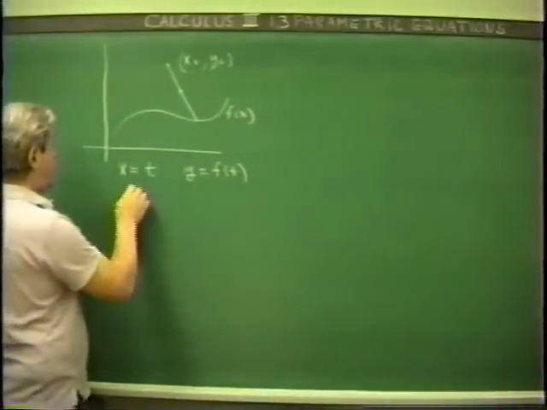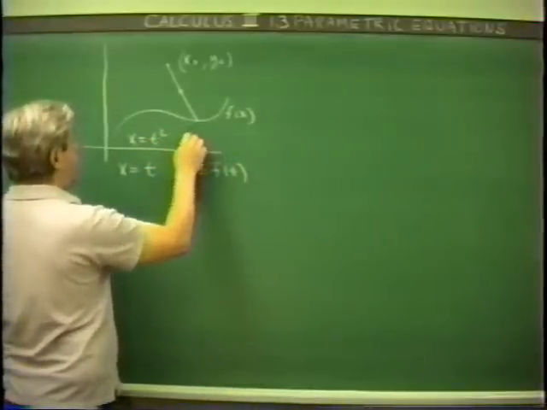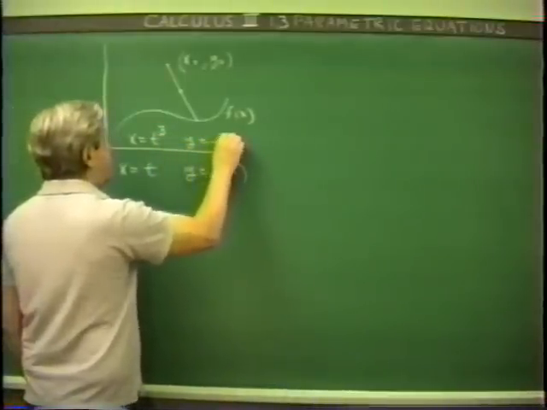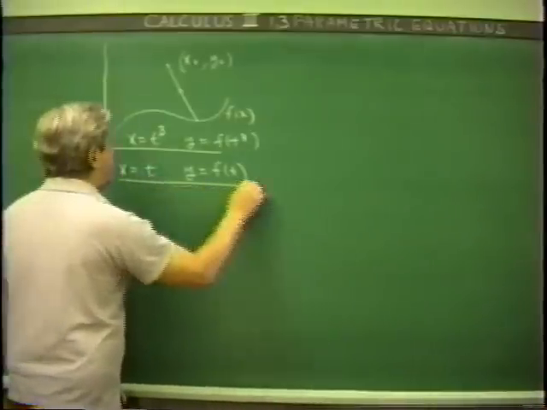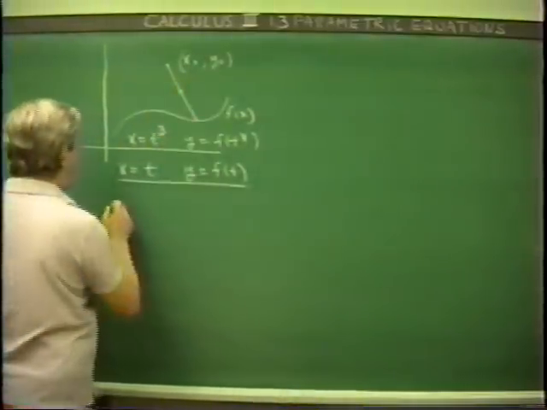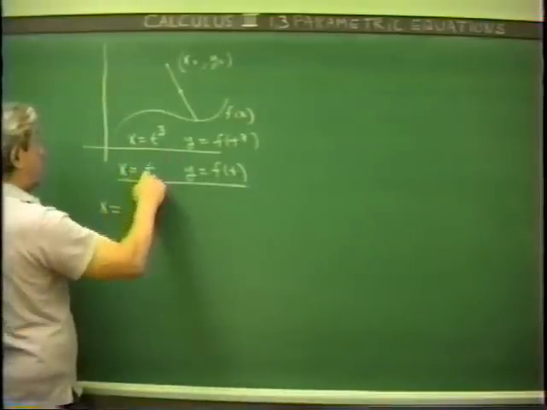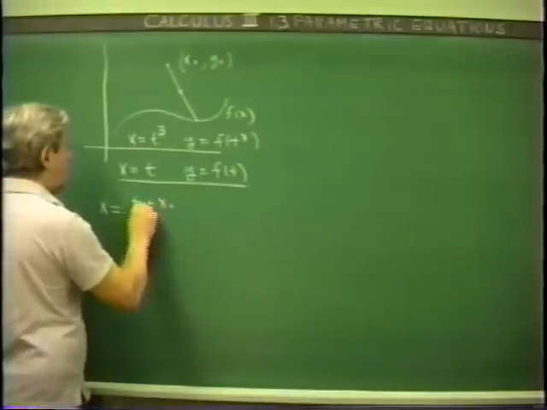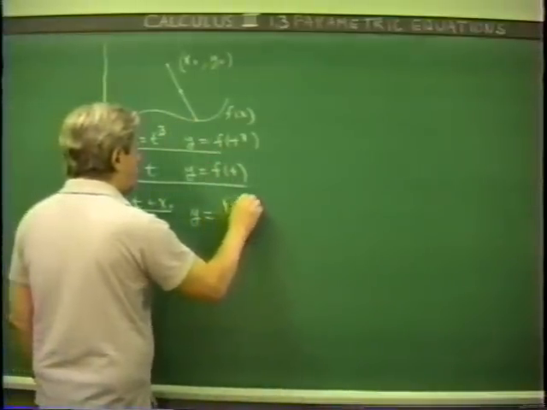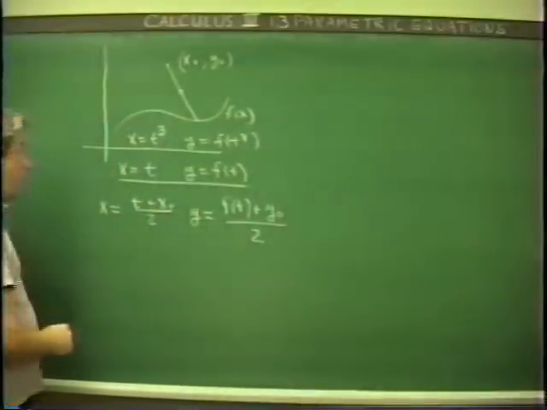Now, parameterizations are never unique. For example, another parameterization would be x equals t squared, in particular for t positive, or x equals t cubed, for any t, and y equals f of t cubed. But this is perhaps the simplest parameterization of the graph of a function of x. Now, this is the point x naught, y naught, so the midpoint is going to be at the point where x is equal to t plus x naught over 2, and y is equal to f of t plus y naught over 2.